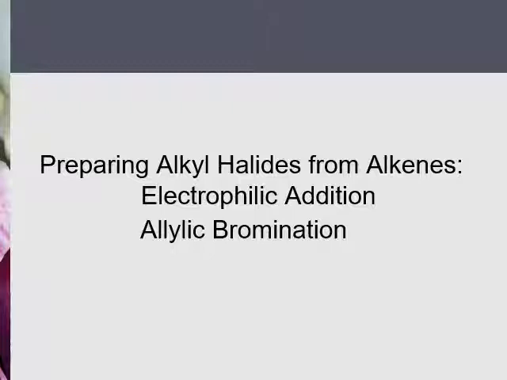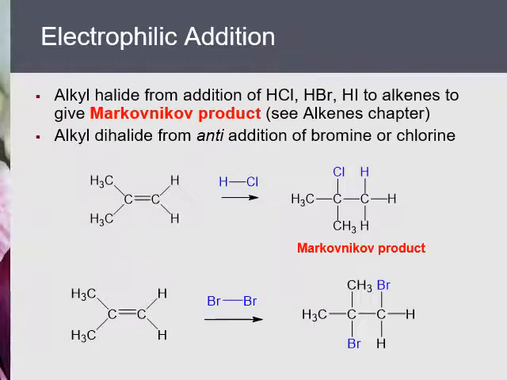So far, we have discussed the formation of alkyl halides from alkane through a radical halogenation reaction. Now, let's discuss the second method, the preparation of alkyl halides from alkene. In Organic 1, you learned that alkenes undergo electrophilic addition reactions. Alkenes contain double bonds. A double bond is electron-rich.